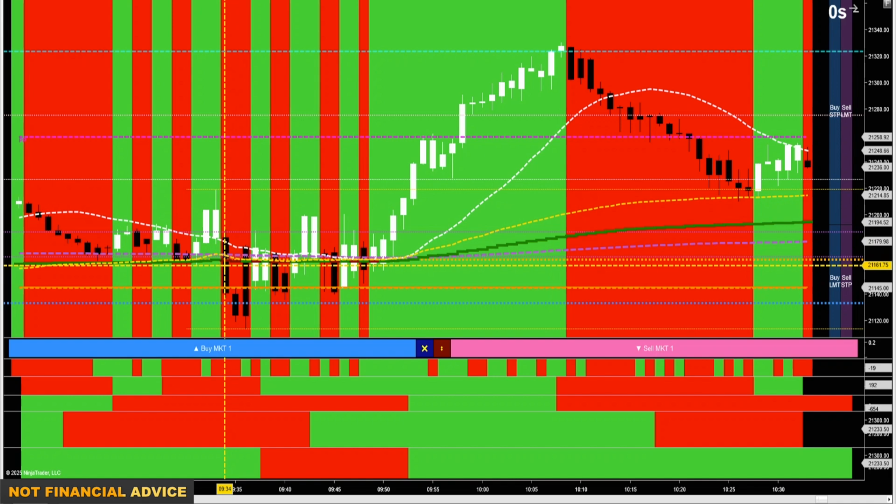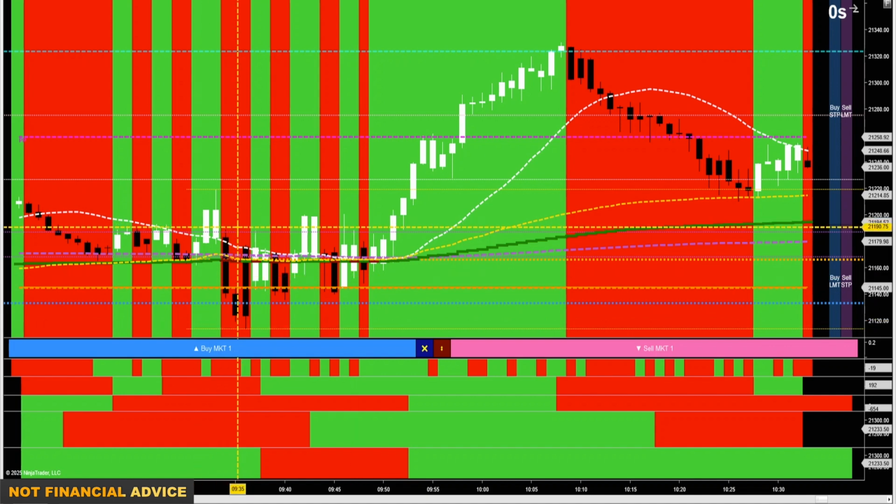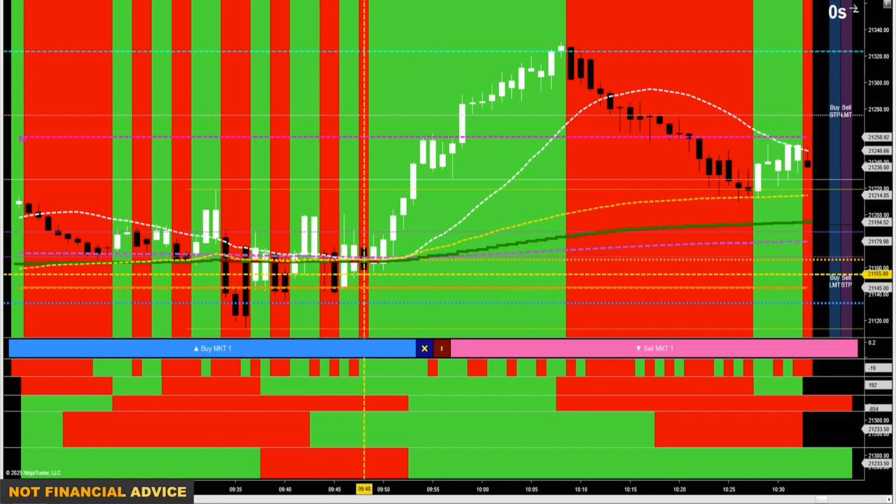I was looking for a test of yesterday's close down here. We ended up dropping about 40 points below VWAP. So the first 15 minutes or so was all about being patient. There was not really that many good trading opportunities.